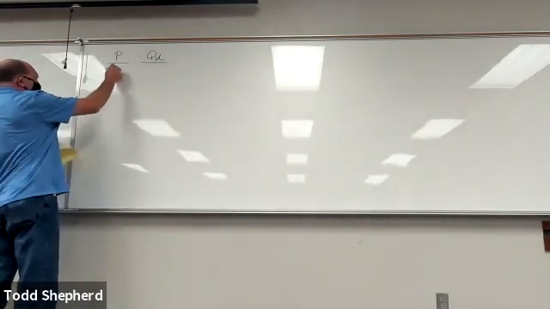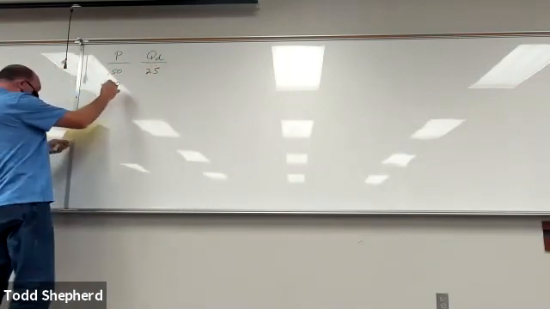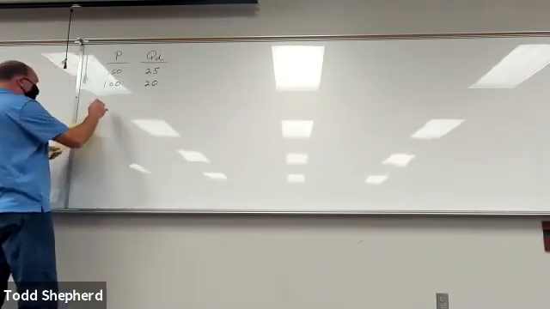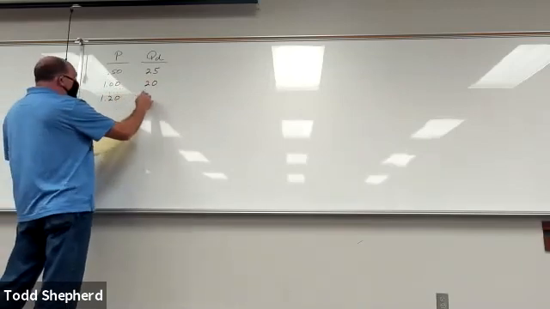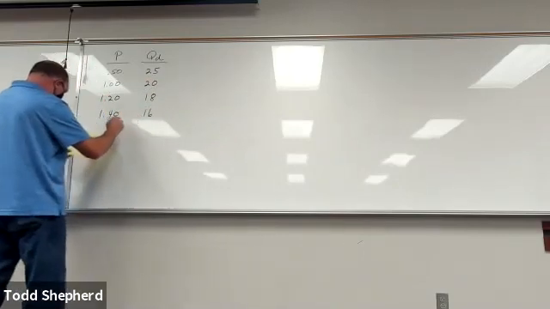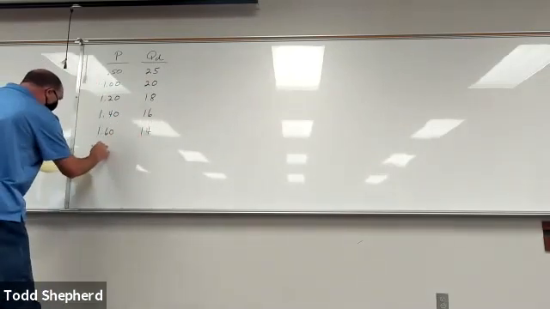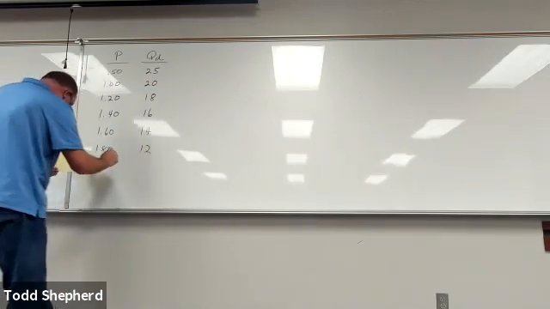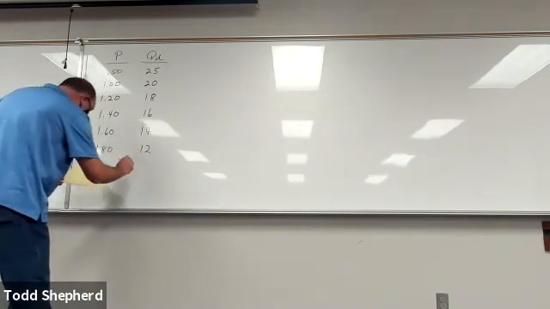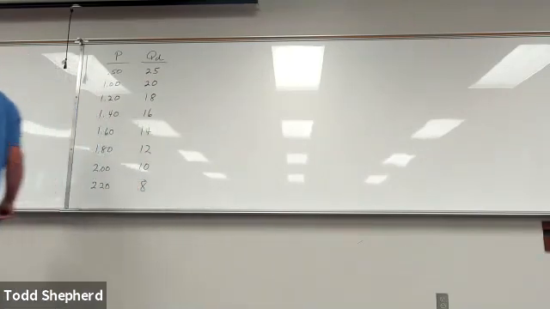So let's say we go in and we have the price of 50 cents. Quantity demanded is going to be 25 units. The price of $1, quantity demanded is 20. $1.20, 18. $1.40, 16. $1.60, 14. $1.80, 12. $2, 10. $2.20, 8. I'm going to give you a second to write that down.